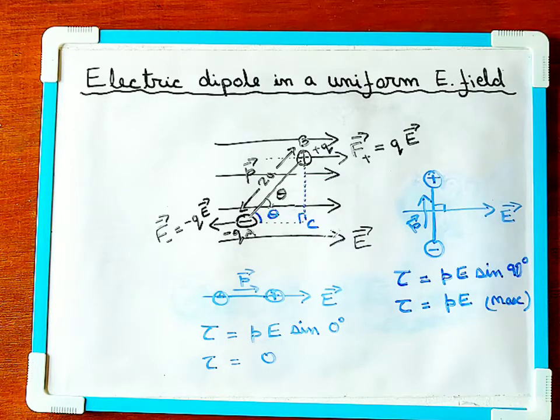So that is for your electric dipole in a uniform electric field. If you place an electric dipole inside a uniform electric field, it experiences a zero net force, and it experiences a torque as well. And that torque will tend to align the dipole moment vector P in the direction of the electric field.